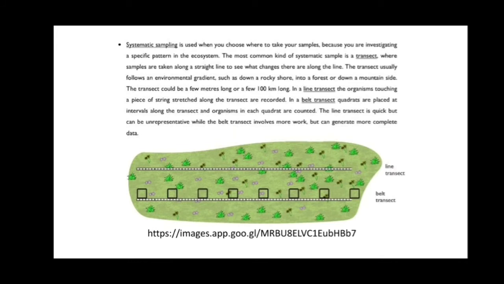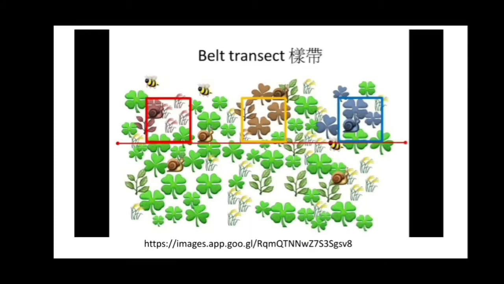In a line transect, the organisms touching a piece of string stretched along the transect are recorded. In the belt transect, quadrants are placed at intervals along the transect and the organisms in each quadrant are recorded. So the line transect is quick but can be unrepresentative, while the belt transect involves more work but can generate more complete data. Now this is the diagram of the belt transect.